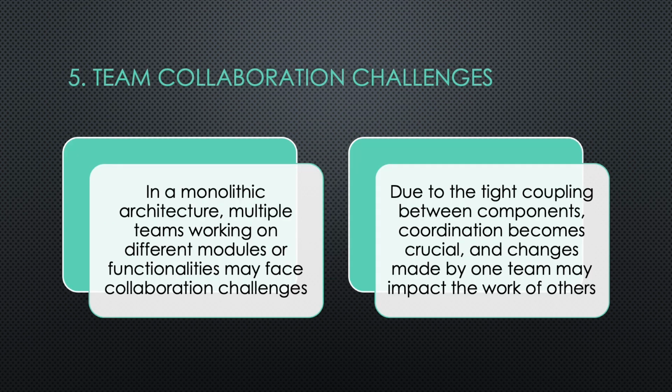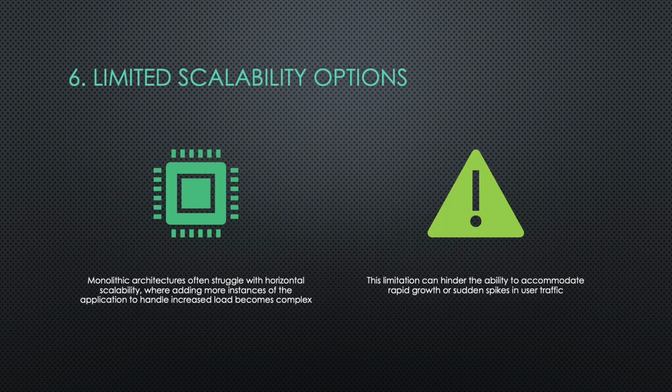5. Team collaboration challenges. In a monolithic architecture, multiple teams working on different modules or functionalities may face collaboration challenges. Due to the tight coupling between components, coordination becomes crucial, and changes made by one team may impact the work of others. 6. Limited scalability options. Monolithic architectures often struggle with horizontal scalability, where adding more instances of the application to handle increased load becomes complex. This limitation can hinder the ability to accommodate rapid growth or sudden spikes in user traffic.